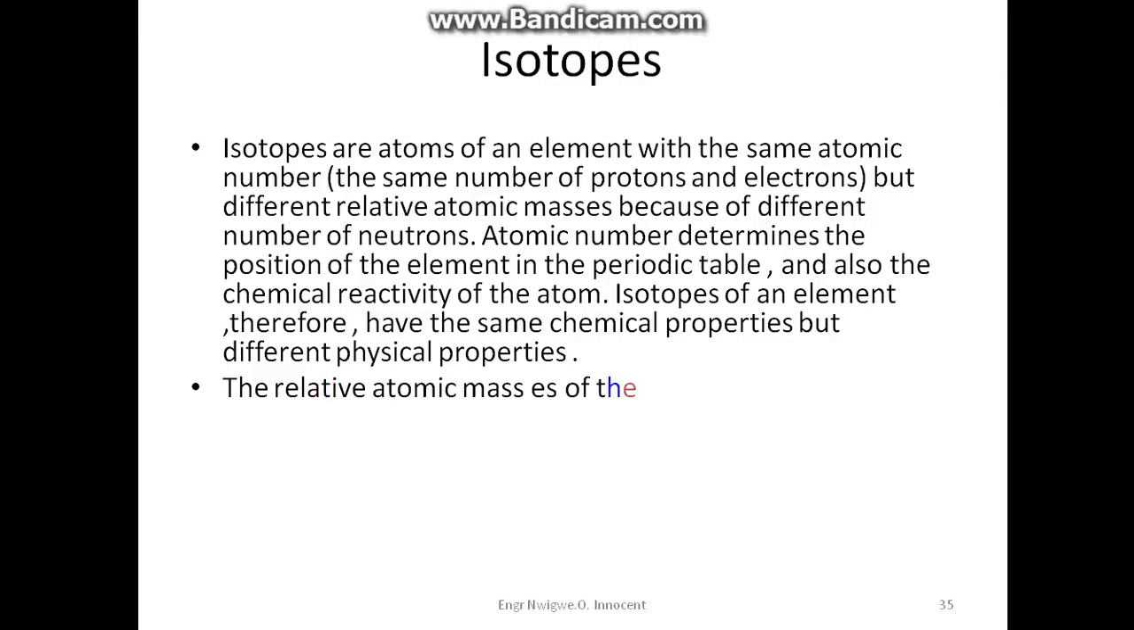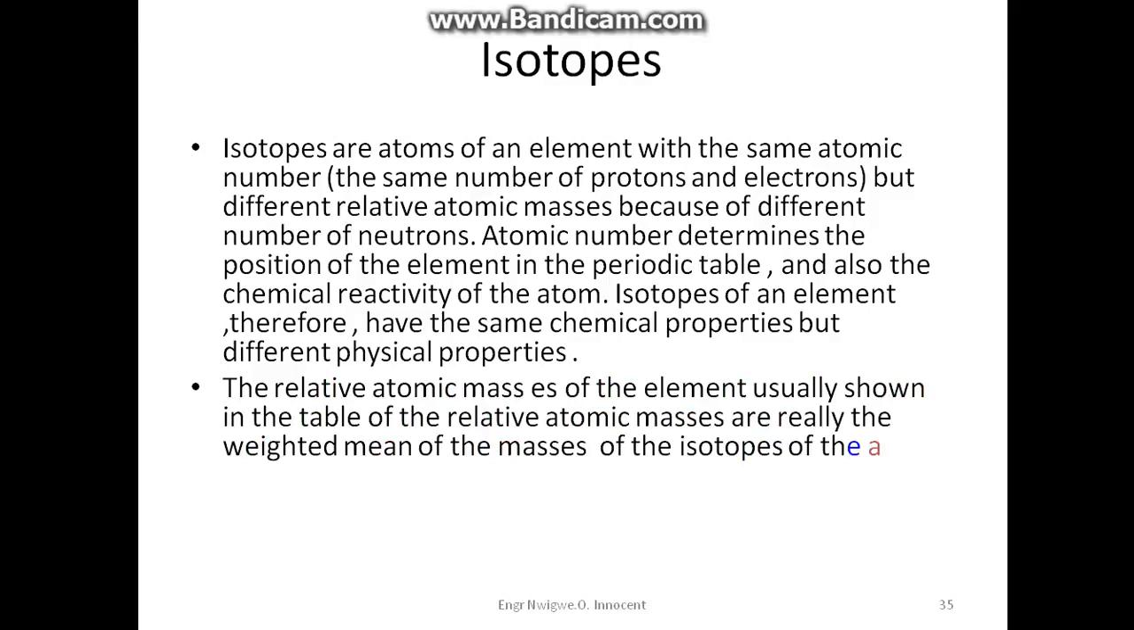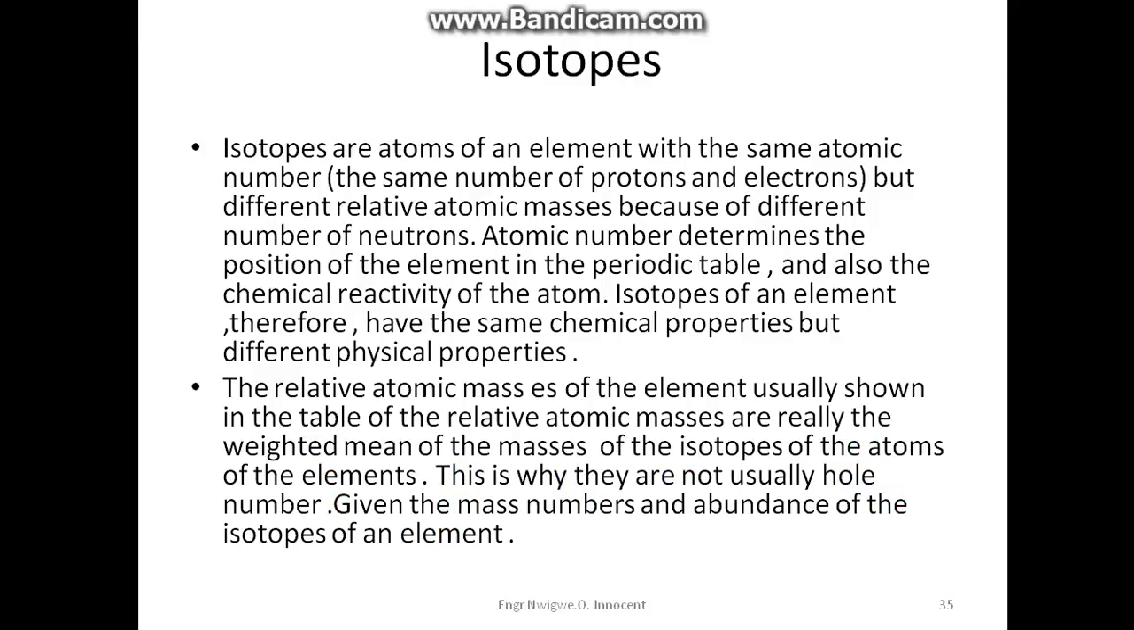The relative atomic masses of the elements usually shown in the table of relative atomic mass are really the weighted mean of the masses of the isotopes of the atoms of the element. This is why they are not usually whole numbers, but depend on the mass number and abundance of the isotopes of the elements.